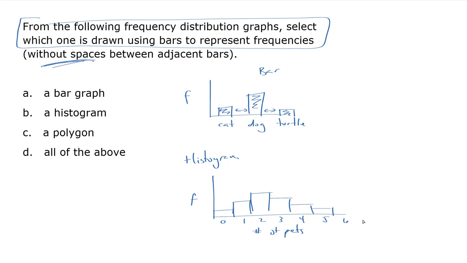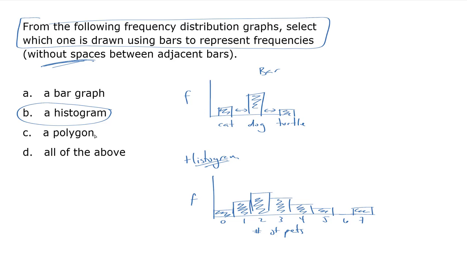Even if you had a category that has no frequency, like category number 6 pets in the house, there are no responses of 6 pets in my example here, but still my 5 comes right up against where the 6 would be, and the 7 comes right up against where the 6 would be. There's no space in between the categories. So if you have no spaces, if you are looking without spaces between adjacent bars, that's going to be a histogram. It's not going to be a bar chart. Bar charts have to have those spaces.